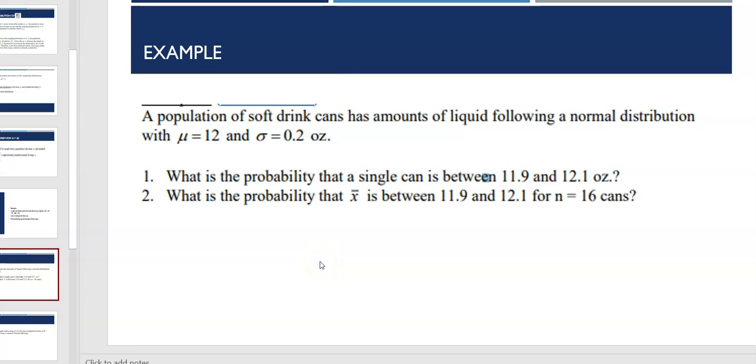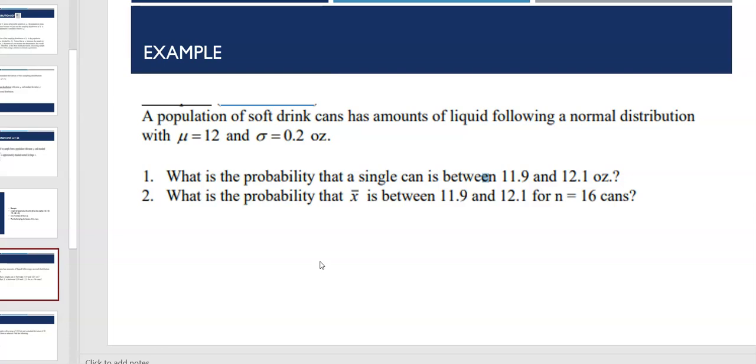A population of soft drink cans has amounts of liquid following a normal distribution with a mean of 12 and a standard deviation of 0.2 ounces. We want to know, first of all, what is the probability that a single can is between 11.9 and 12.1 ounces? Now, this is exactly the sort of exercise we did in our last section.